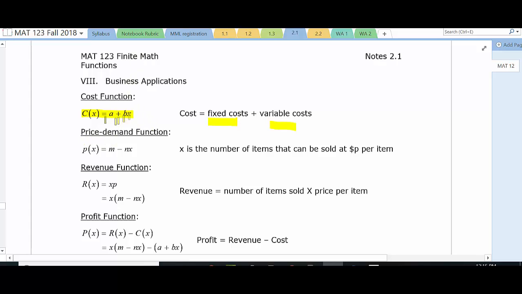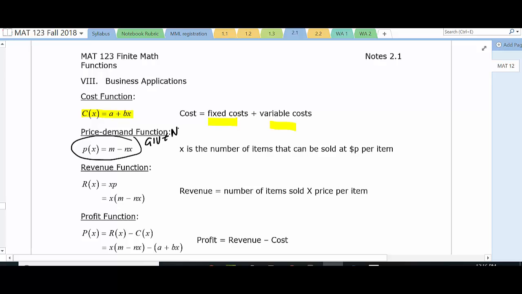The price demand function goes like this. We use a lowercase p, and then you have m as a slope, and then it's just x items, and then p per item. Now, usually this is going to be given. You're not going to spend much time in this class finding that.